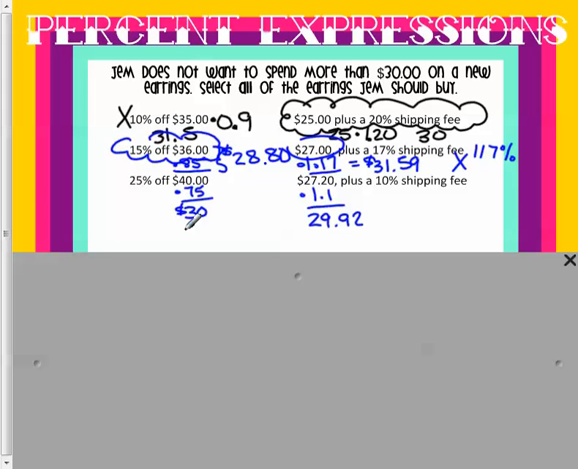25% off would give us exactly 30 because we're paying 75%. So this one works. And over here, 1 and 1/10 because I'm paying 100% plus my 10%, which gives us 110% or 1.1, which is $29.92. So I'd be okay buying that one.